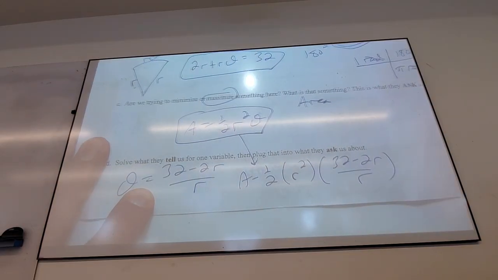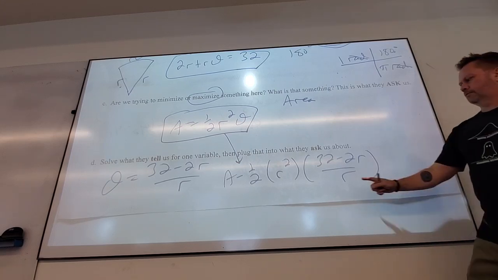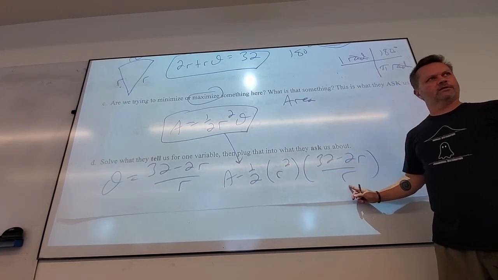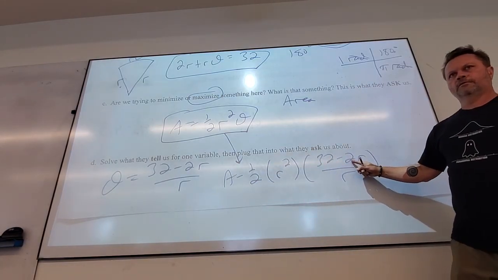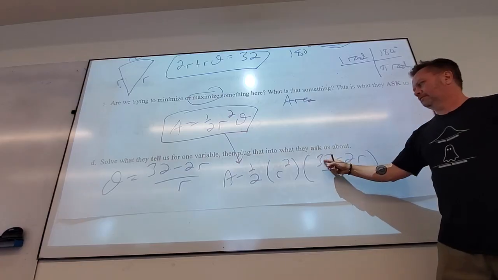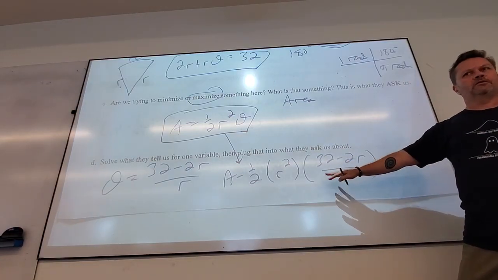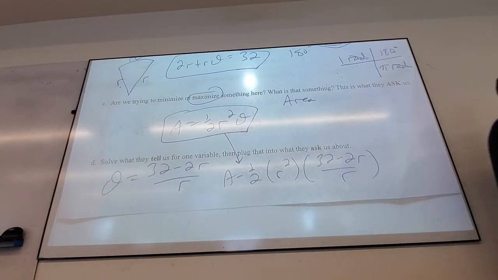Yes. Yeah. And what do you notice? Two things happen that are kind of nice. One r cancels, so you don't have a fraction anymore. And then the 1/2 can cut each of these in half. You guys see that? So you can simplify this. Are you guys at all with me?